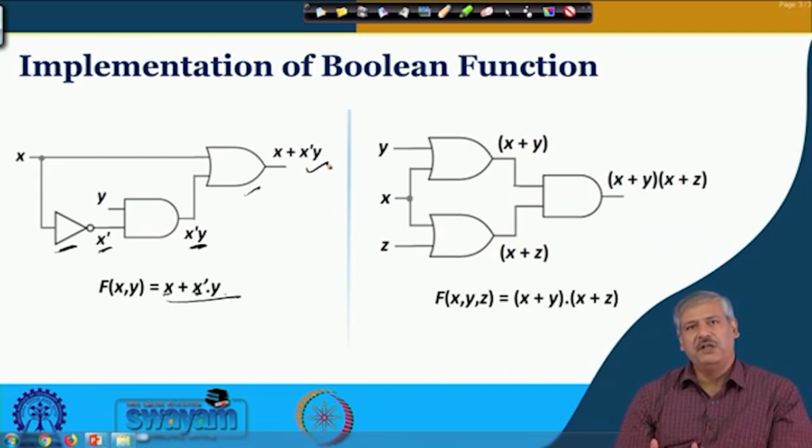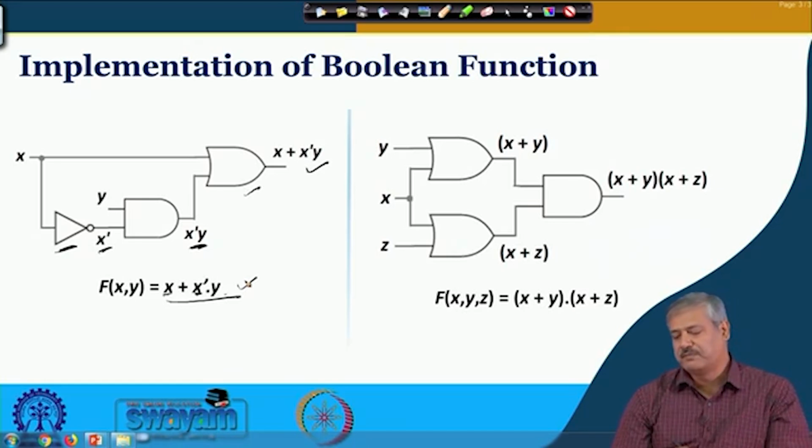So, for every Boolean operation that we do in the Boolean expression, there is a corresponding logic gate. We convert it to that and we get the corresponding circuit made.